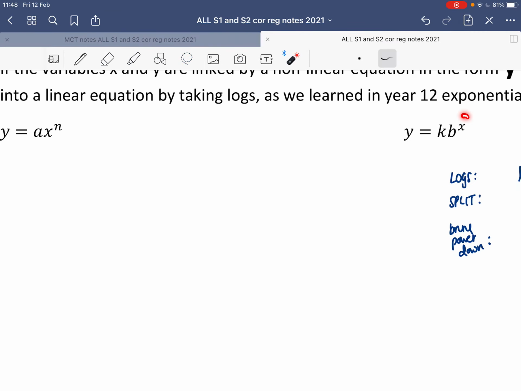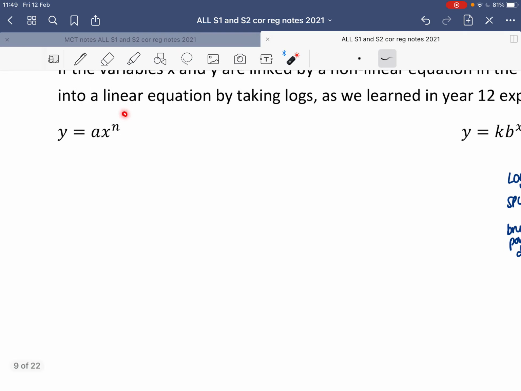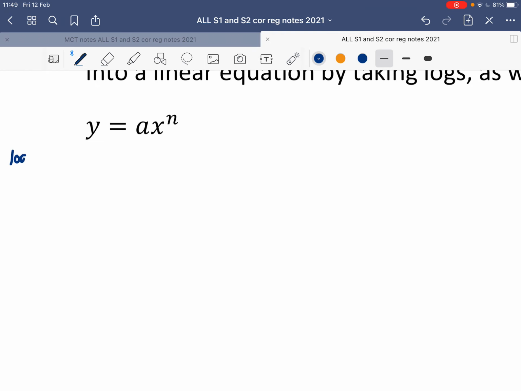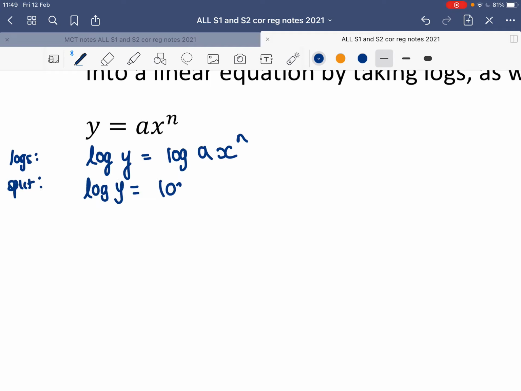Right, this is another curve. It's different. Look, in this one, the power was x. So that's a type of curve. This is a different type of curve: x is being raised to some power. Let's do the same thing again. Let's take logs. We get log y equals log a x to the n. I'm going to split the second one. Log y equals log a plus log x to the n.